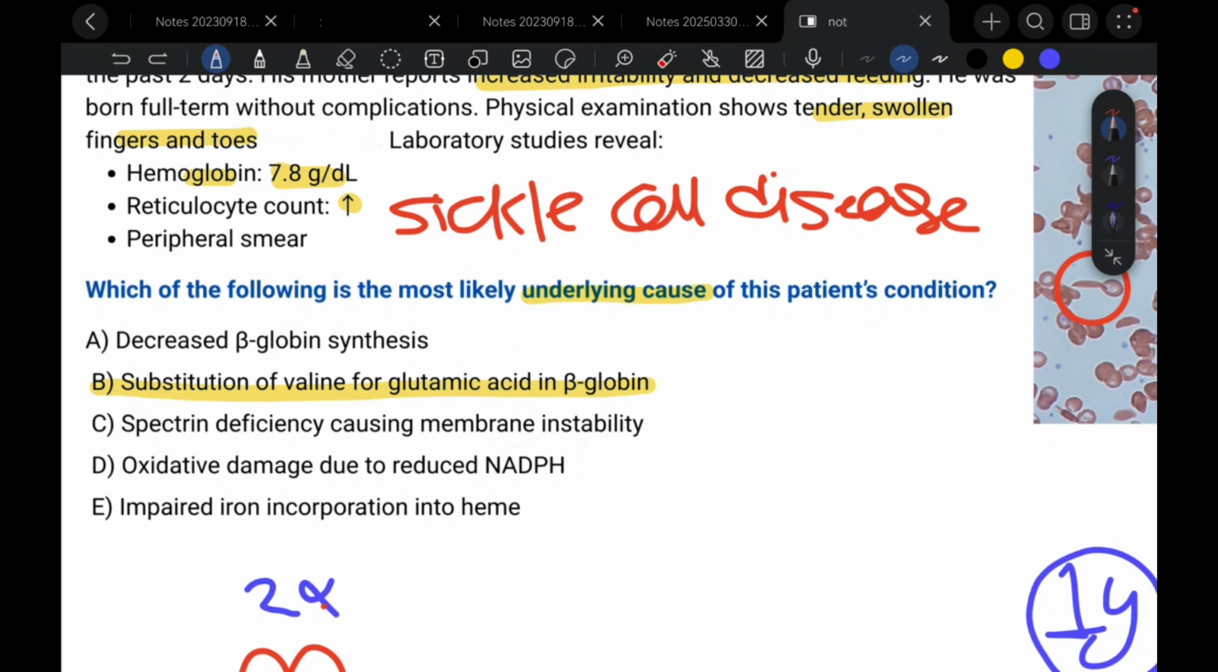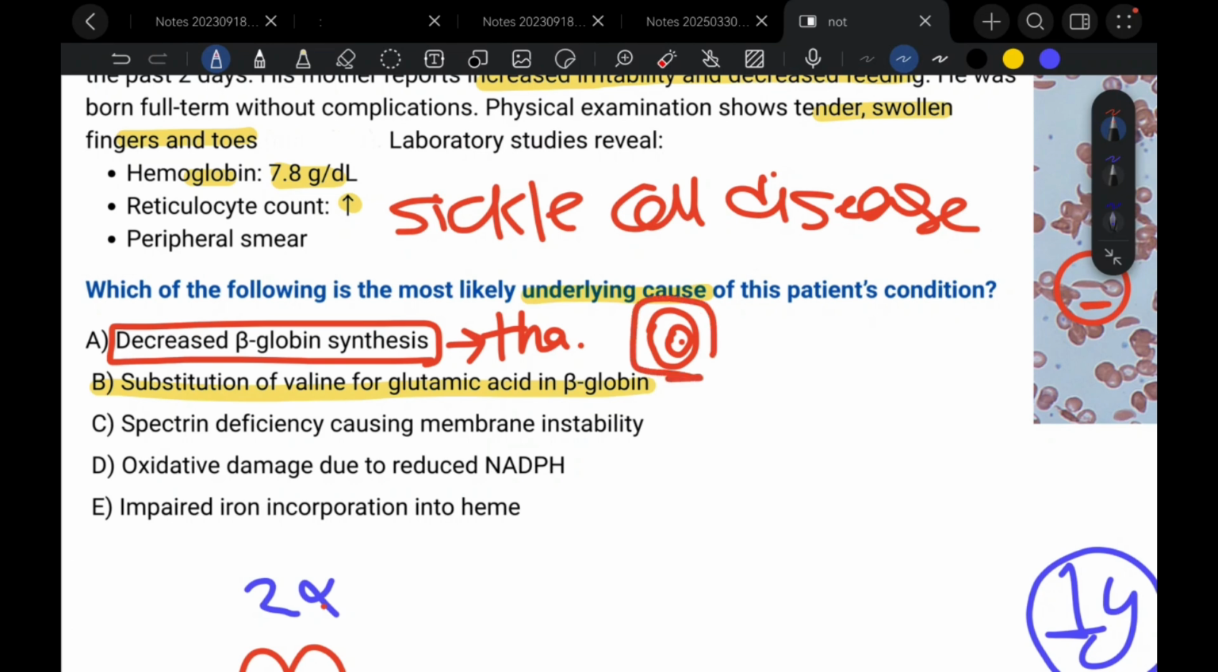Choice A is decreased beta globulin synthesis. This one here, guys, is describing thalassemia. And in thalassemia, we will not have these malformed RBCs, the sickle-shaped RBCs. We will have something called target RBCs, so it will be in this shape. So choice A is not the right answer for our case here. Choice B is the right answer for our case.